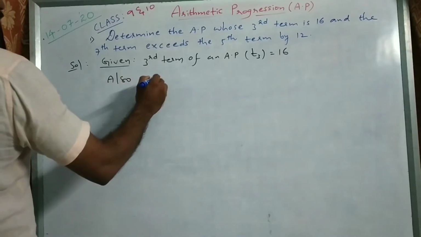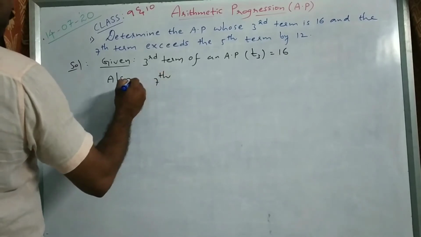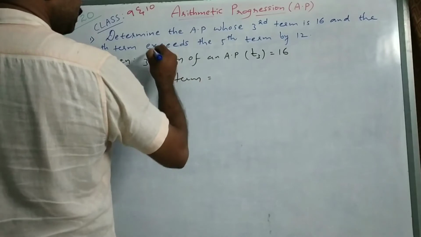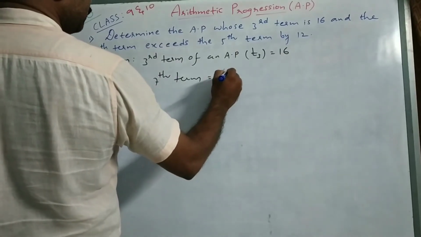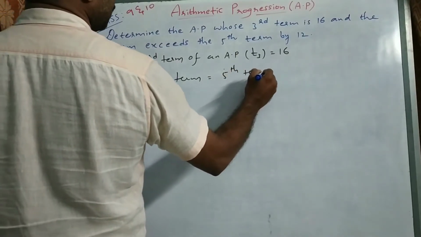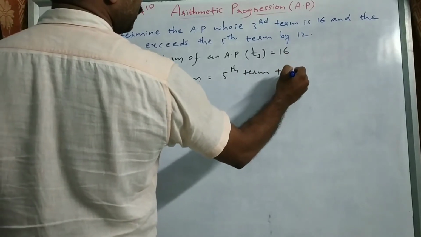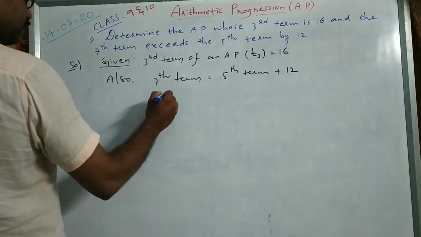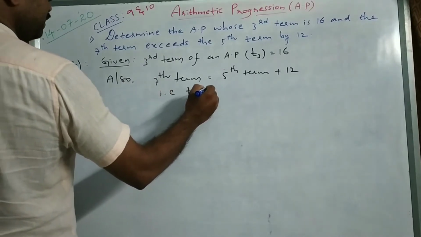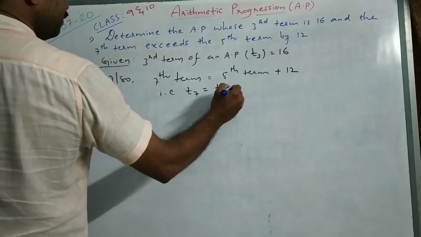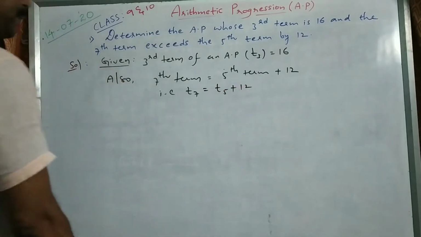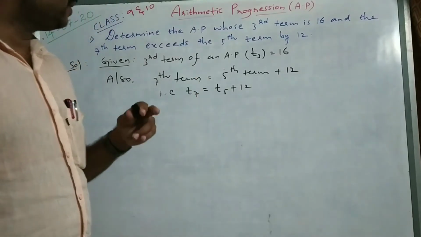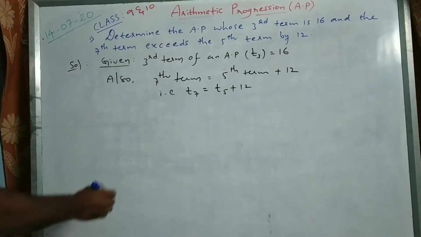Also, seventh term is equal to fifth term plus 12. Exceeds means more. How much does it exceed? 12. That means T7 is equal to T5 plus 12. Seventh term exceeds fifth term by 12, that means plus 12. Okay.